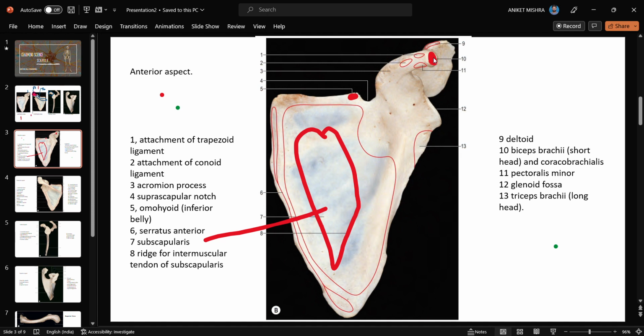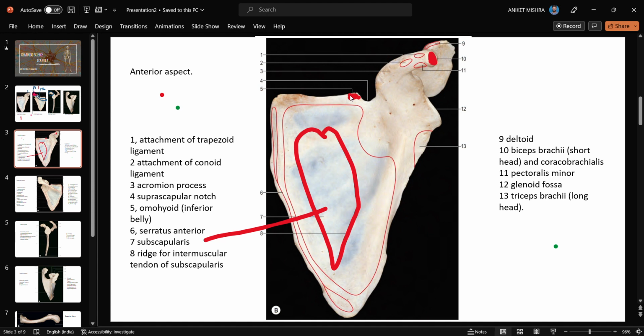At the tip, the short head of the biceps brachii and the coracobrachialis muscles will originate from here. And when we are talking about the omohyoid muscle, the inferior belly of the omohyoid arises from the upper border near the suprascapular notch. This one is the suprascapular notch. So there is one muscle originating here, the inferior belly of the omohyoid muscle.